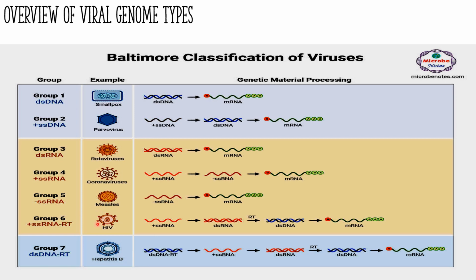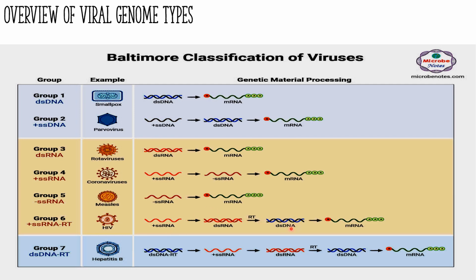Group 6 viruses have single-stranded RNA as their genetic material. Example for this is the HIV virus. These viruses have two copies of single-stranded RNA genomes that must be converted using the enzyme reverse transcriptase to double-stranded DNA.